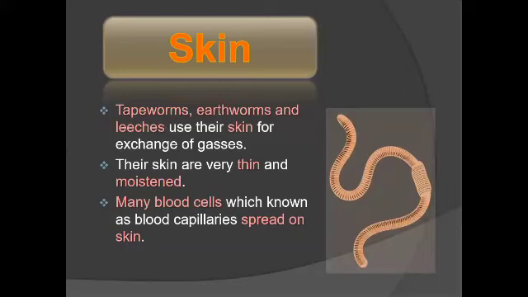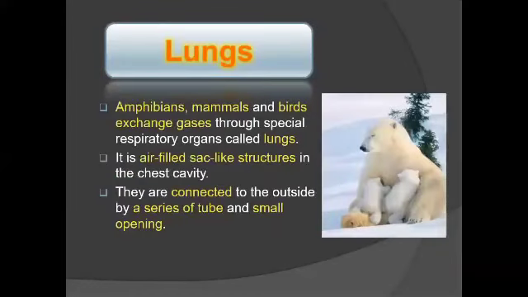Skin. Tapeworms, earthworms, and leeches use their skin for exchange of gases. Their skin is very thin and moist. Many blood vessels, known as blood capillaries, spread on the skin.